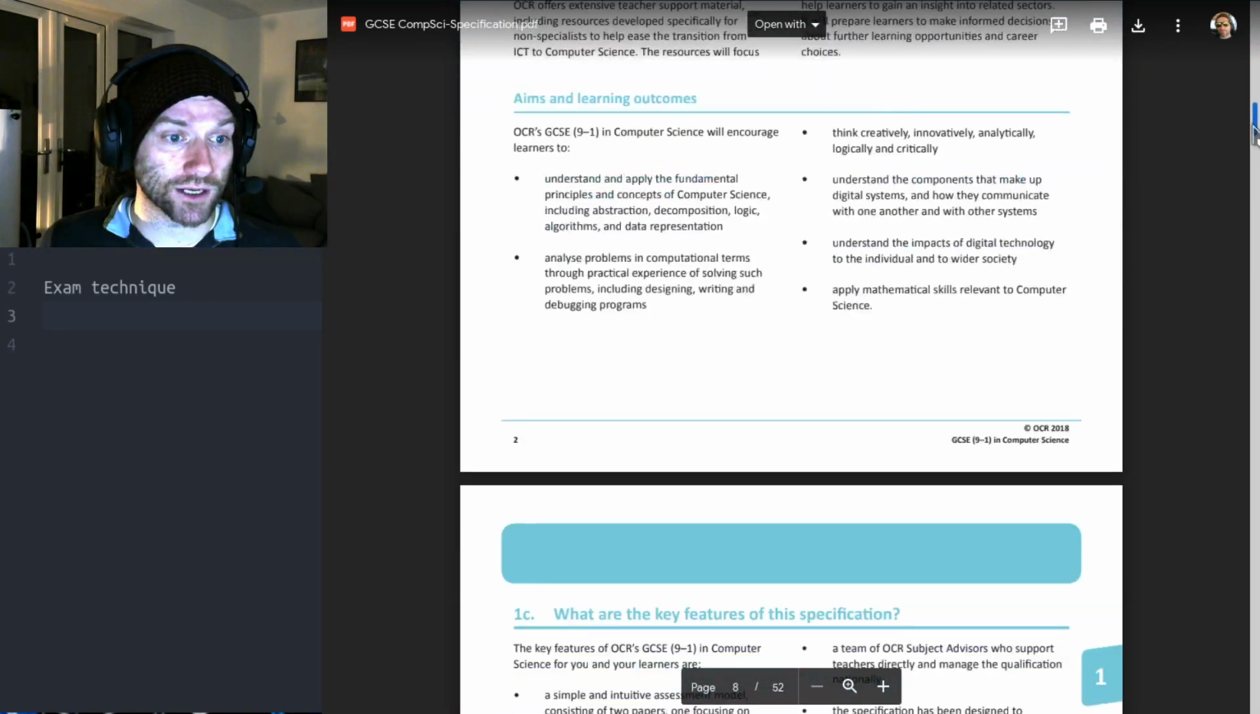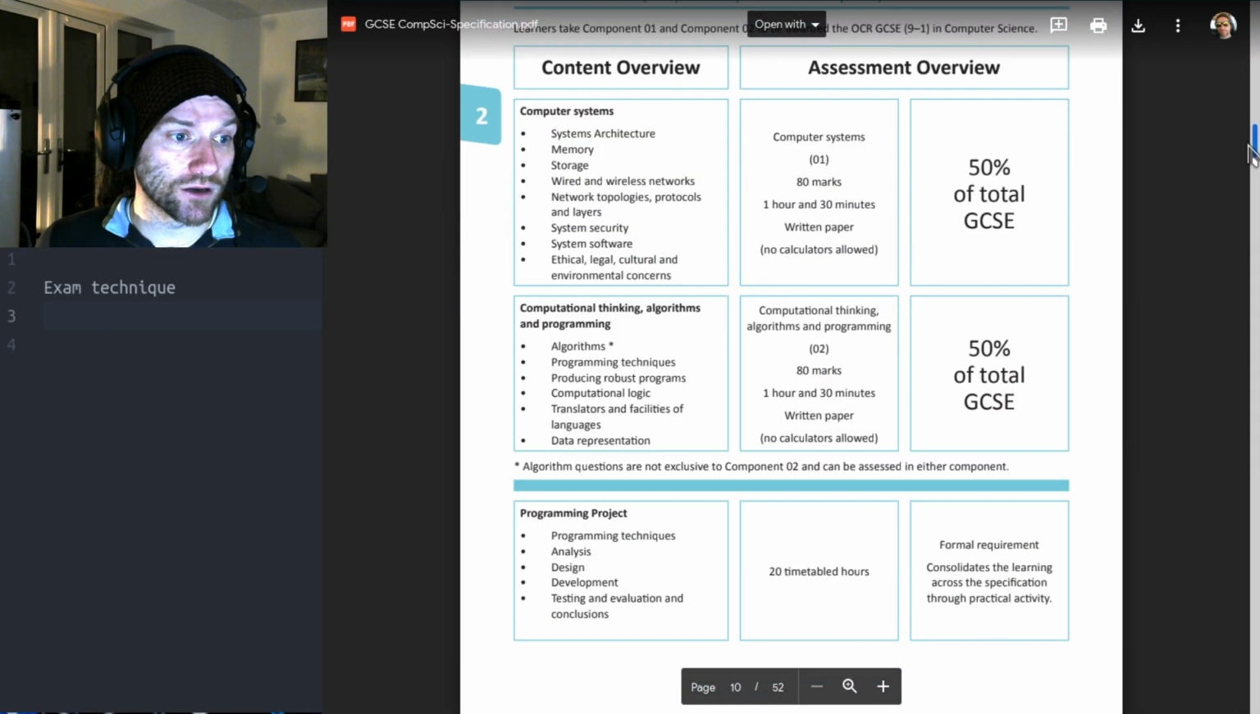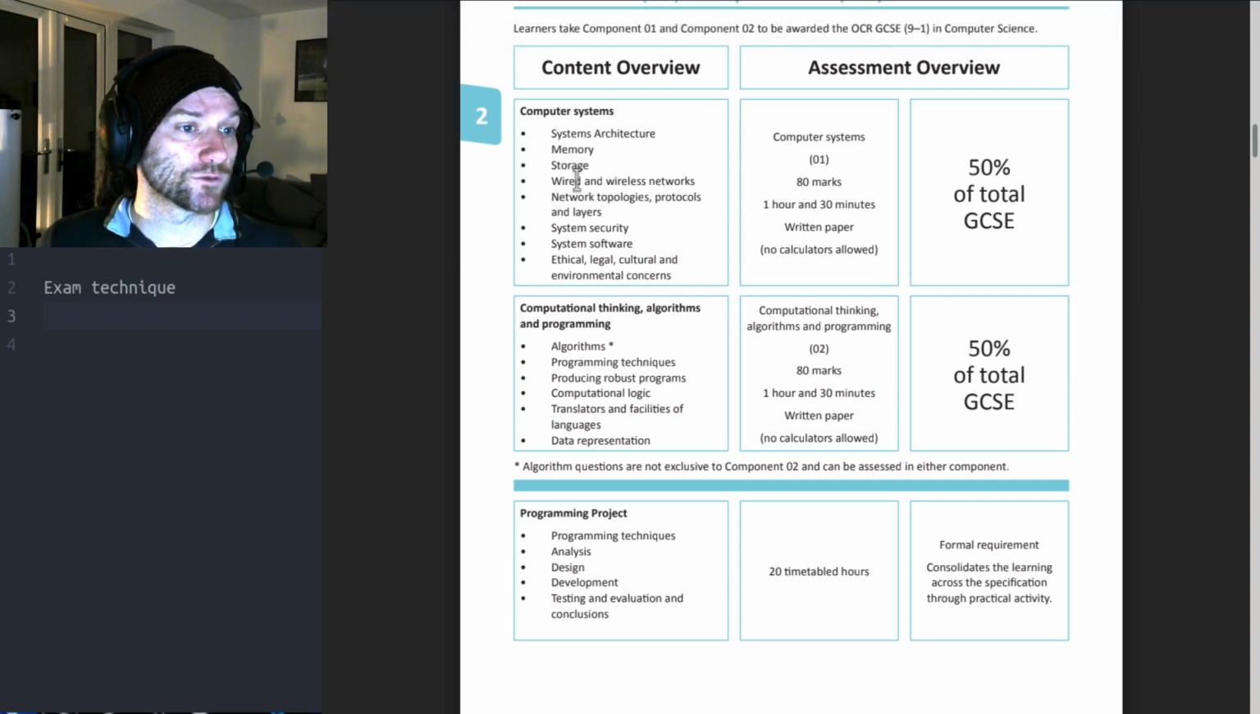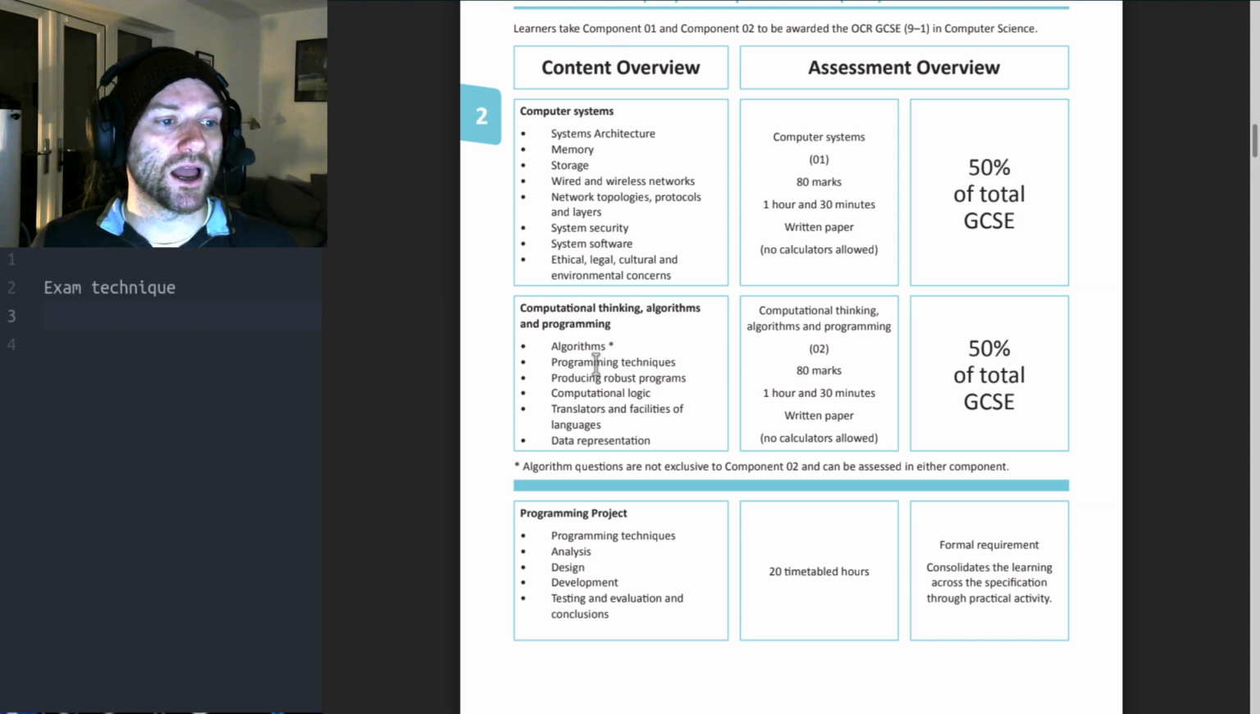So if we just have a quick look at that, we have covered systems architecture. We haven't covered memory, we haven't covered storage, we haven't covered wired and wireless networks. We've covered network topologies, protocols and layers, we've covered system security, we haven't covered system software, we haven't covered ethical, legal, cultural and environmental concerns. We've covered some amount of algorithms. We haven't really covered much programming techniques. We briefly touched on producing robust programs. We've covered some computational logic. We have covered data representation. That's your binary conversions and stuff like that.